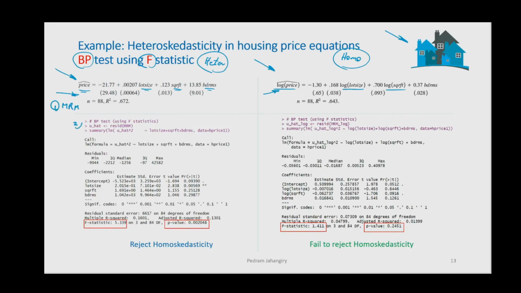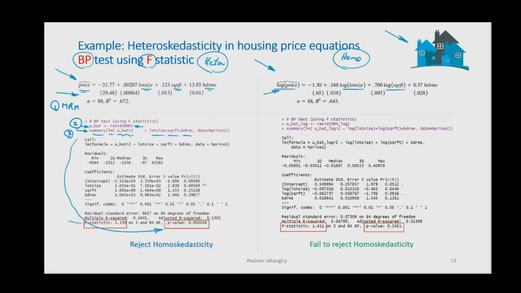Step number 2, construct your U hat. U hat is equal to the residual of MRM, right? That's simple. If you do resid MRM, you're going to get the U hats. Number 3, regress U hat squared. Look at that. I'm looking at the summary of the regression of U hat squared on what? On all the x's: lot size, square feet, bedroom. That's it. And then look at the p-value for the overall significance.